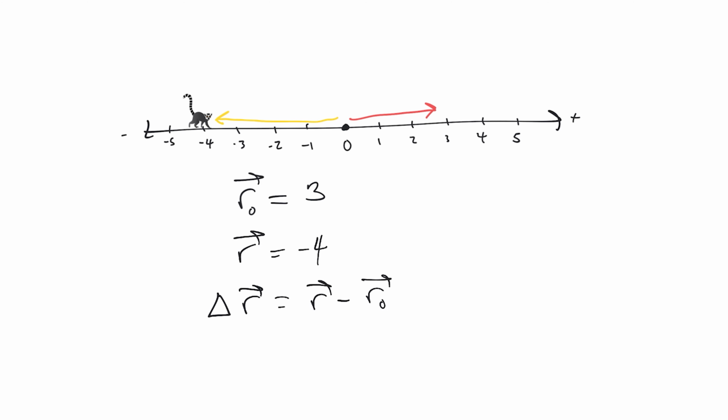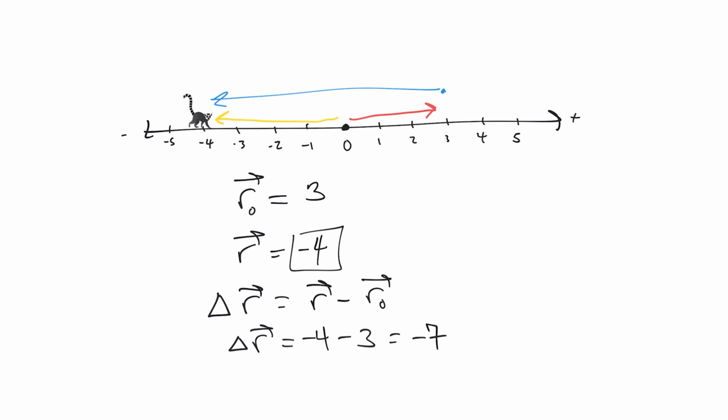And I can go ahead and do that here mathematically because I've got some nice numbers. Our change in position equals R, which is -4, minus R naught, which is 3. -4 minus 3 is -7. And you can, in fact, see if he moves from 3, which is where he was, to -4, that vector is in the negative direction. It's moving left, and it is a length of 7.